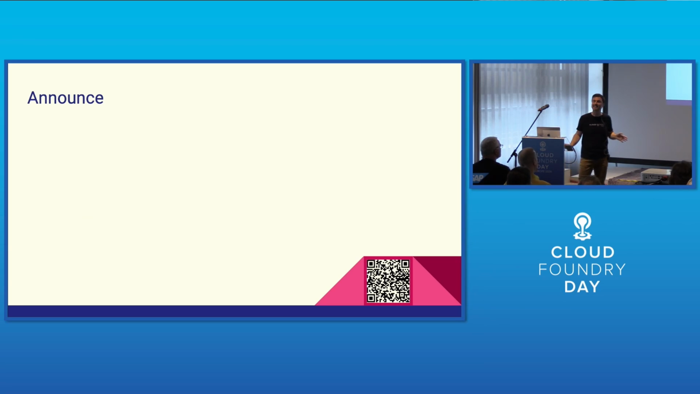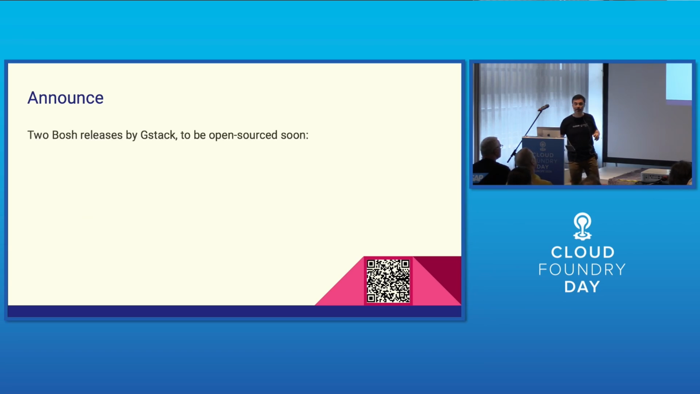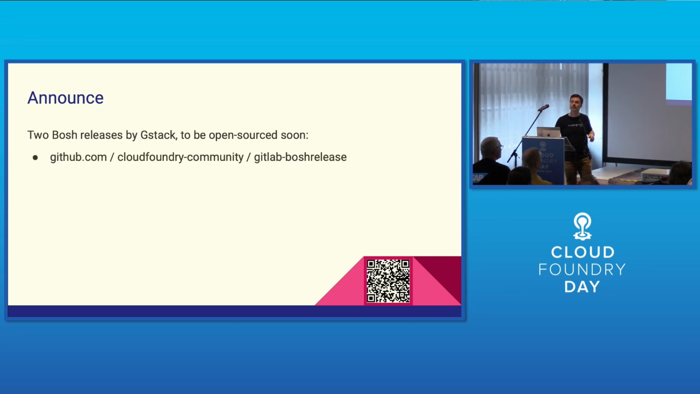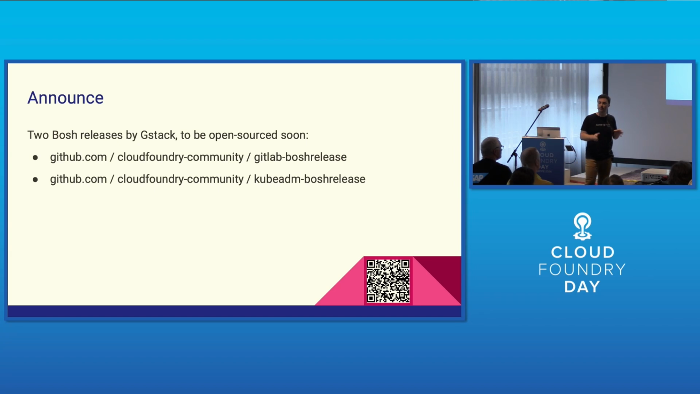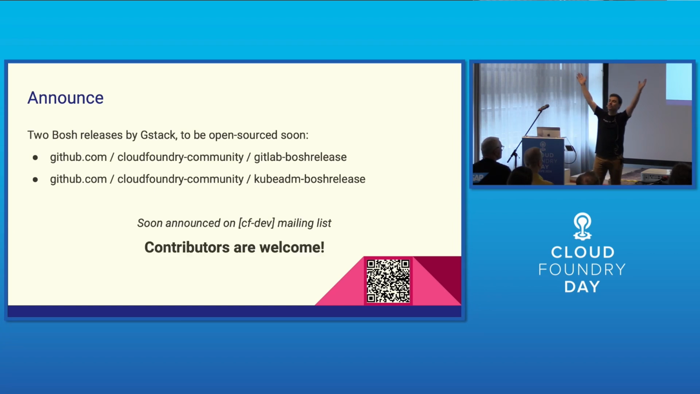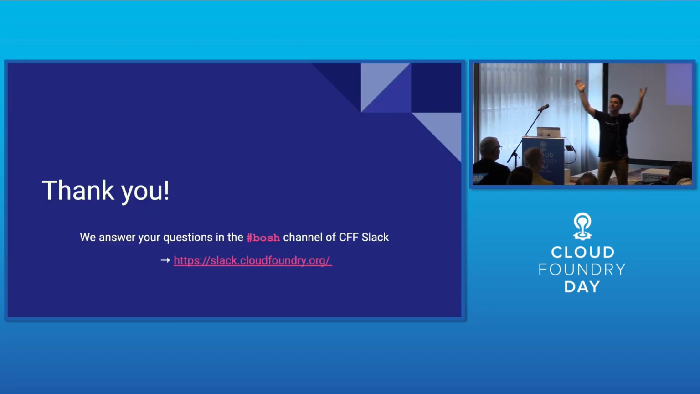And as an announcement, finally, I'm going to open source two Bosh releases. One will be the GitLab Bosh release to deploy very nice GitLab clusters with Bosh. It hasn't been done before. And another one is going to be this kubeadm Bosh release. You can find the working source code of everything I've told you about today. Soon to be announced on CF Dev. I have some work yet to be done before open sourcing that, and contributors are welcome. Thank you.